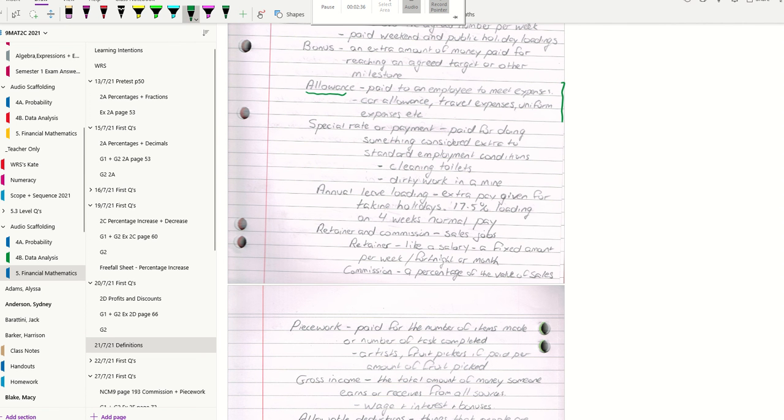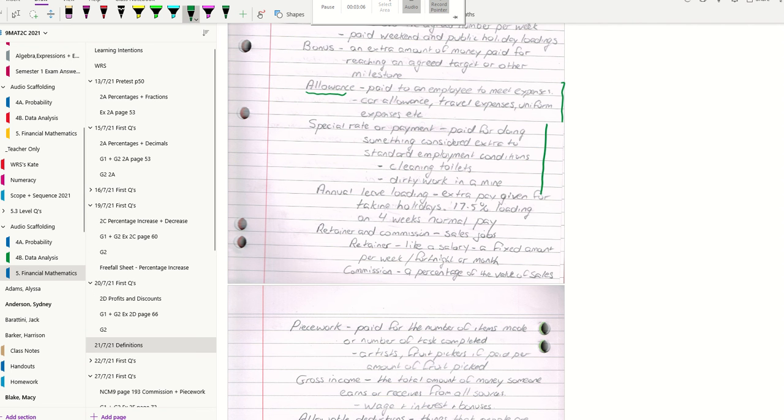An allowance is paid to an employee to meet expenses. So for instance, you could be paid a car allowance if you need to provide your own car for work. You could be provided travel expenses. They might just give you a certain amount of money per week to say, here's your allowance, you need to do the travel that you need to do for work for this expense. Could be uniform expenses, could be tool expenses, there could be all sorts of reasons why your employer agrees to pay you an allowance.